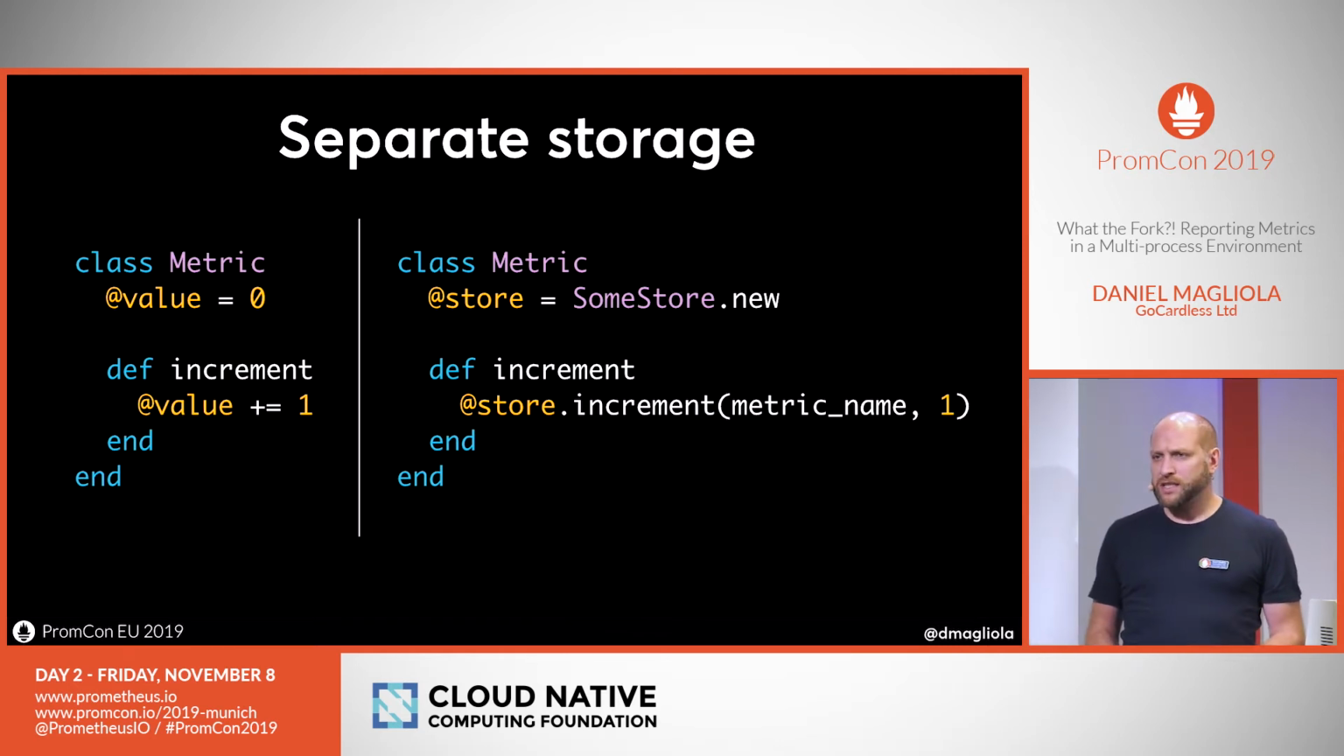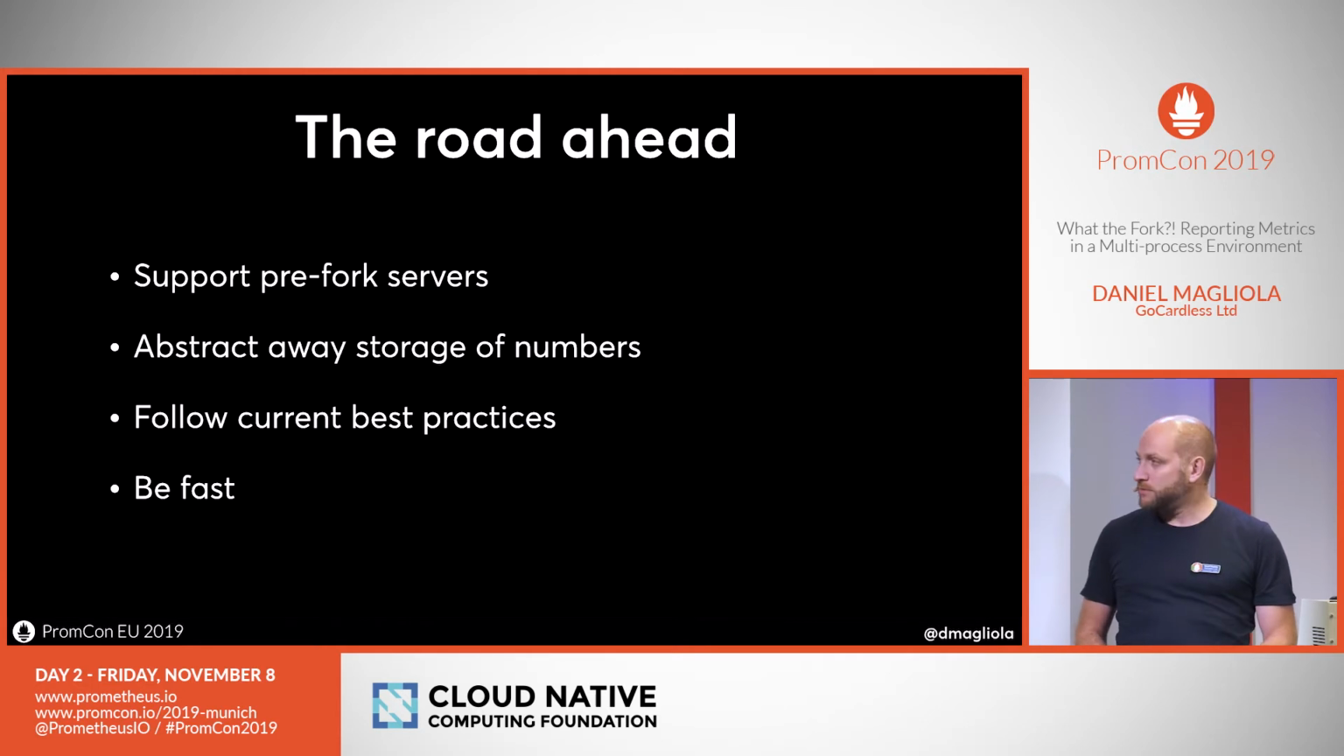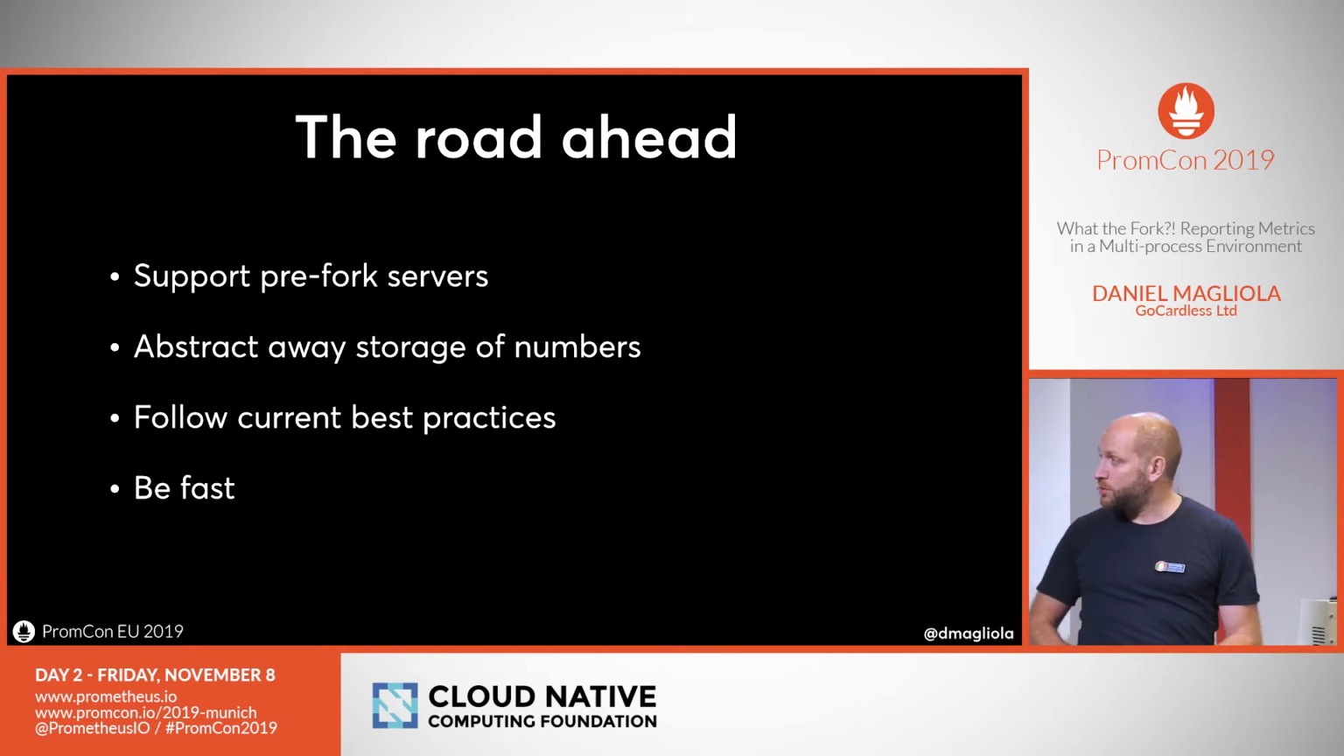And the reason for this is that different projects would have different performance needs. Some people will be running on a single thread, a single process, and really care about performance. Some people would have a web app in multiple processes and they're hitting a database over the network, so who cares about microseconds at that point, right? So we wanted to do this, and this was the plan. We were going to support prefix servers. We were going to abstract away the storage of numbers. We were going to follow all of the current best practices, and importantly, we had to be very fast.